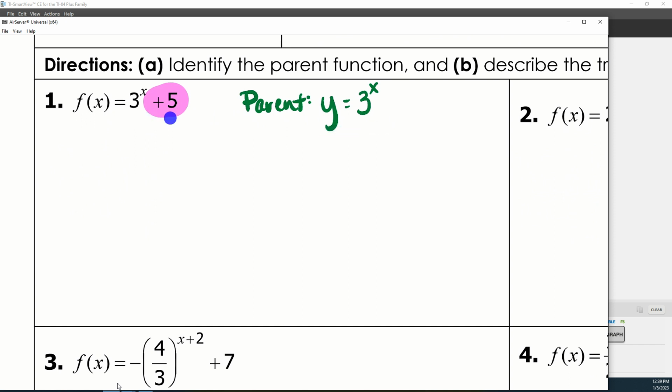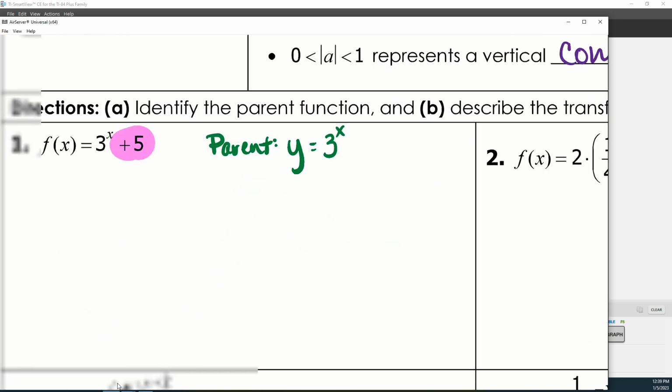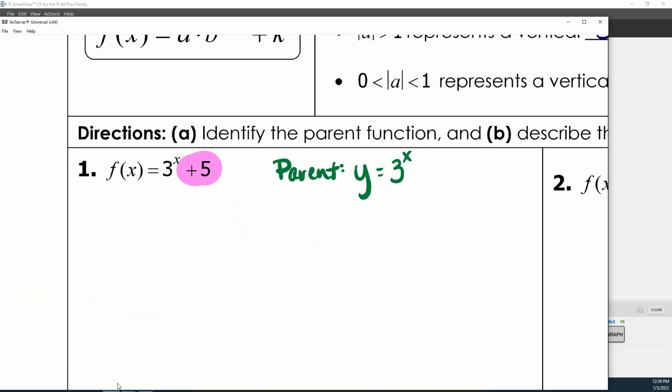So we compare this one to this one. The only difference is this plus 5. So what is that plus 5 going to do? It's going to shift it. What direction? Up. So adding outside shifts it up. So it's going to be up 5.